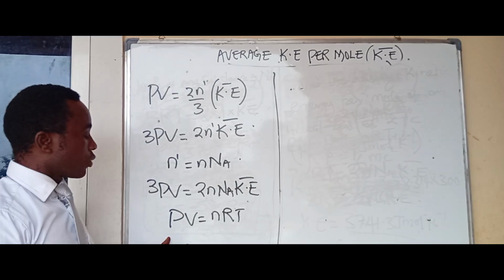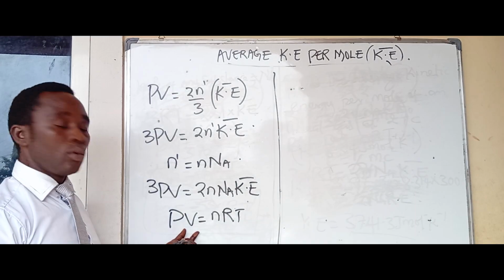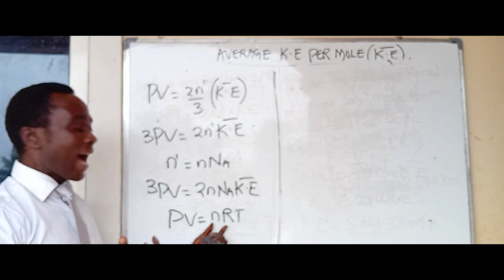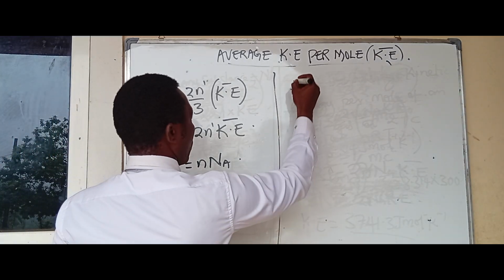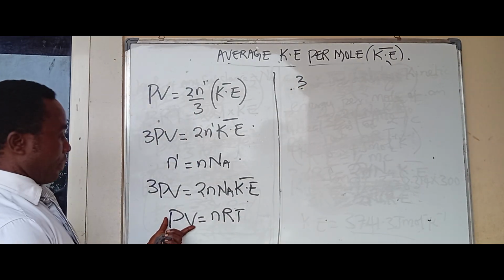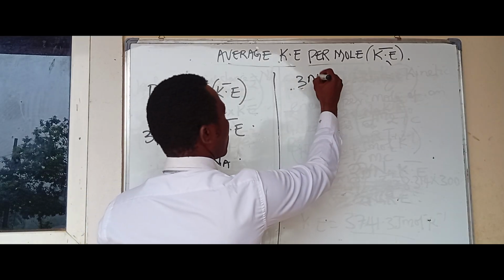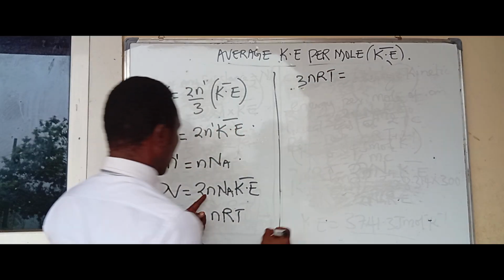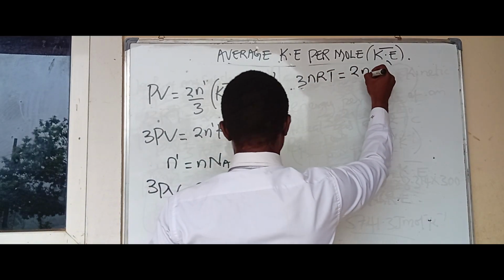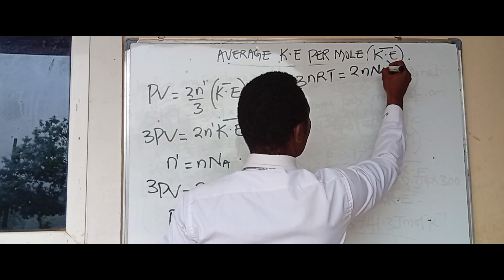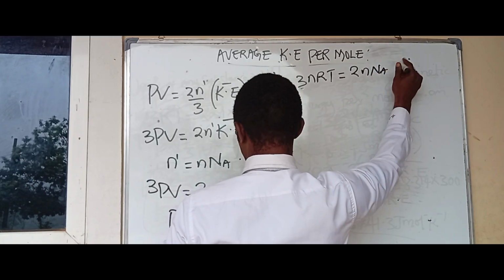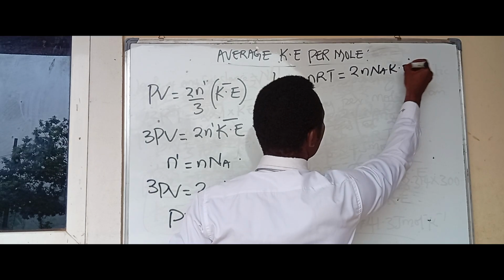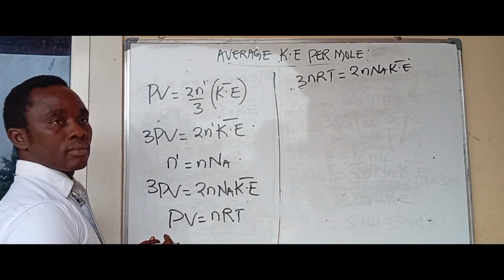Now from the ideal gas equation, pressure multiplied by volume is equal to nRT, so we can replace it here. When we do that, we should be having 3 multiplied by nRT, which will be equal to 2 N_A, then multiplied by the average kinetic energy.